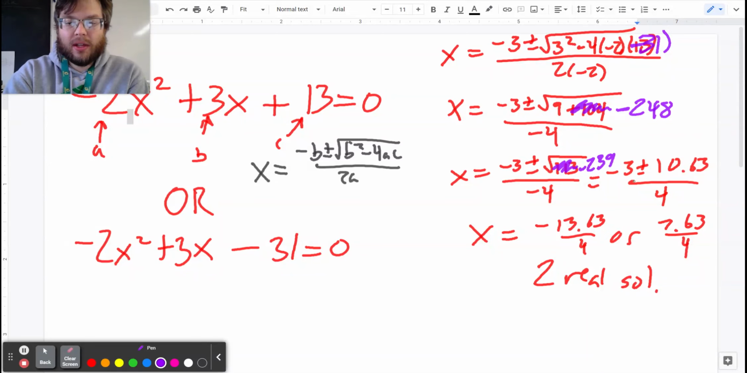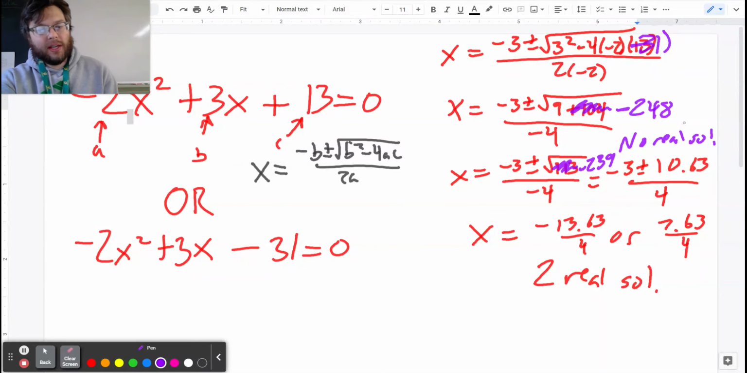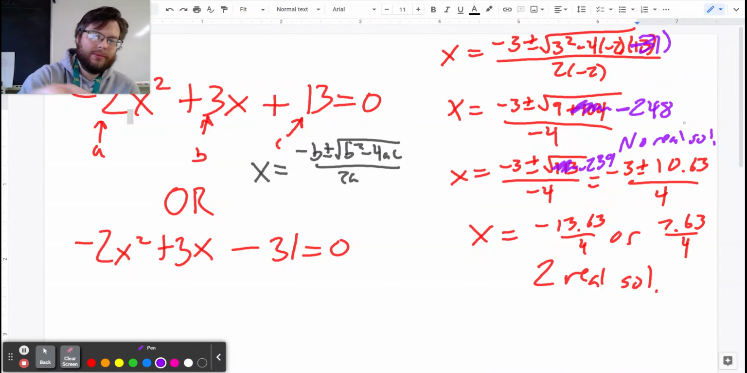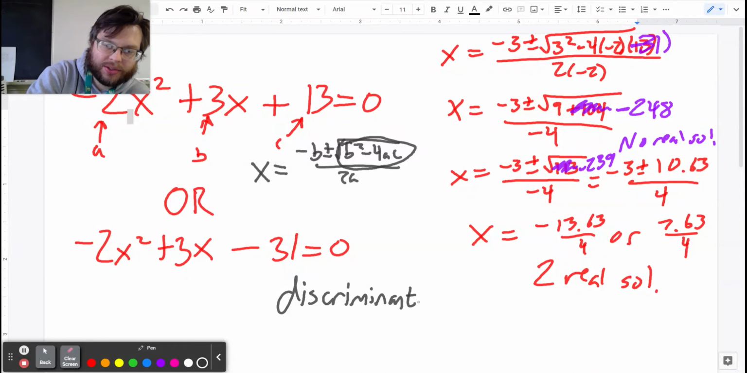And I know right now that there are no real solutions, because I know that the square root of a negative number is not a real number. So what I can tell you is that the first graph here touches the x-axis twice, whereas the second graph does not touch the x-axis at all. In general, the idea is talking about this stuff underneath the square root. It's called the discriminant, which you don't need to know, but it is called the discriminant.